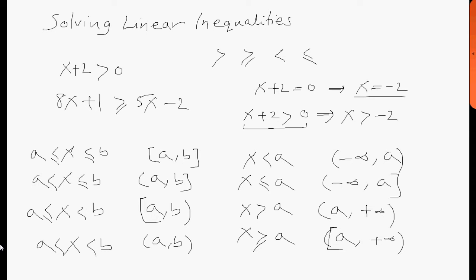Okay, the way you solve a linear inequality is very similar to the way you solve a linear equation. That is, you isolate x. The only difference is when you are multiplying or dividing by a negative number. So that's the only difference between linear equalities and linear inequalities. If you're multiplying both sides by a negative number or dividing both sides by a negative number, you have to change the direction of the inequality.